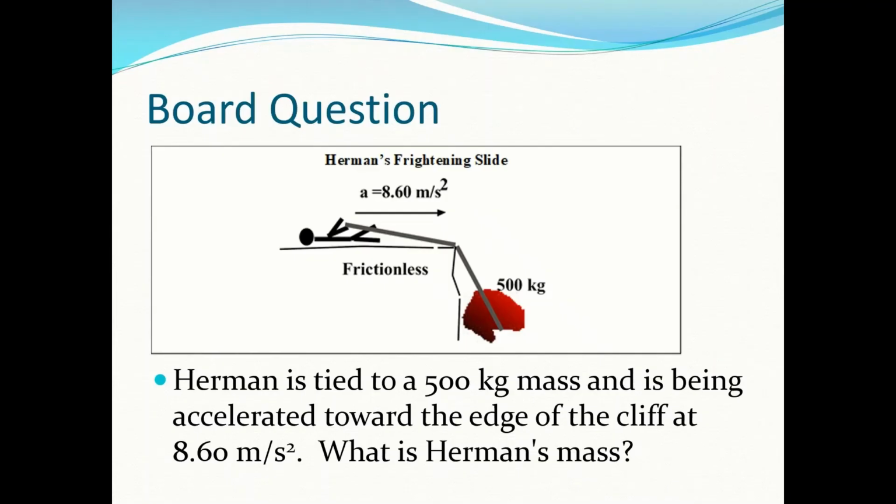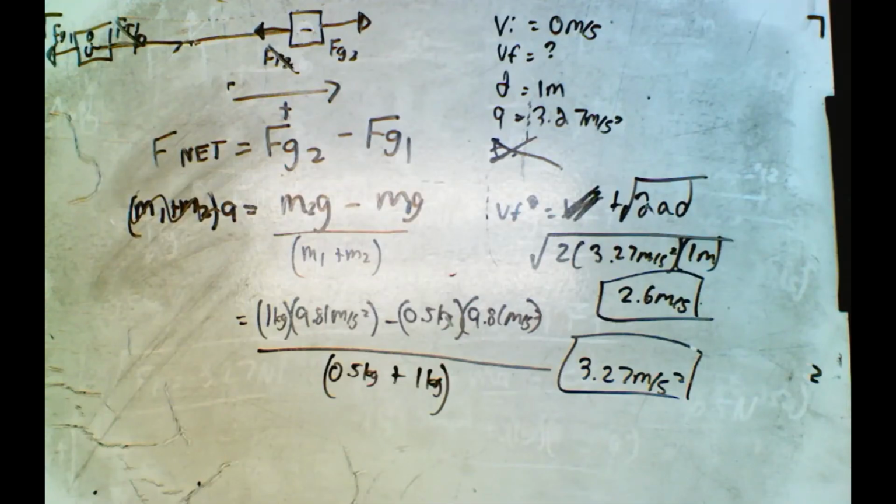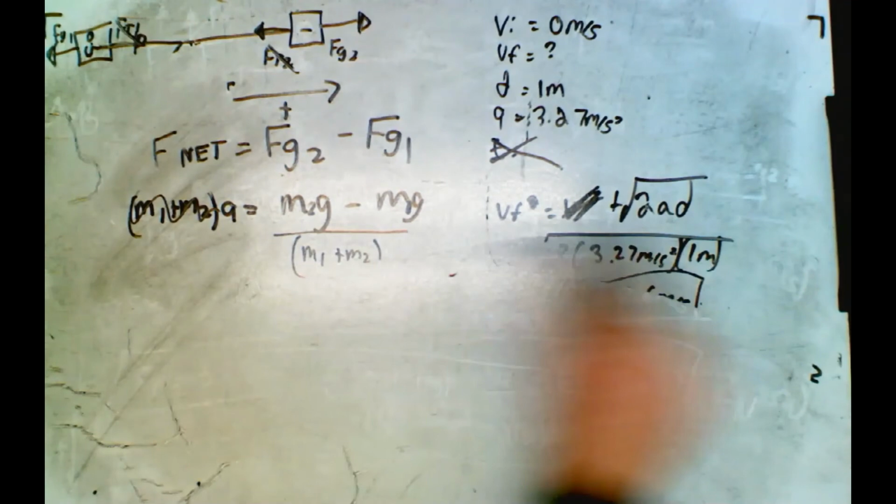So let's do a board question. Try this out on your own, pause this video and see if you can get it. Herman is tied to a 500 kilogram mass and is being accelerated towards the edge of the cliff at 8.6 meters per second squared. What is Herman's mass? Kind of a messed up question, but Herman survives and is unharmed in this physics question.